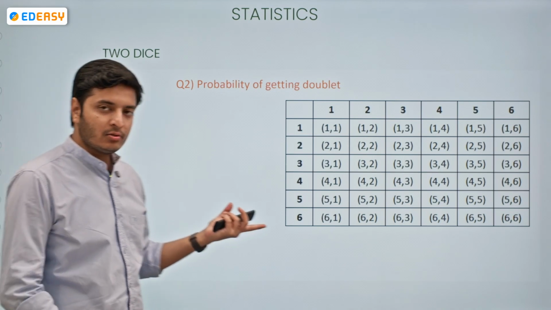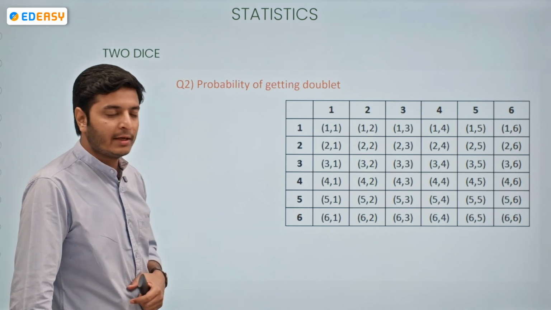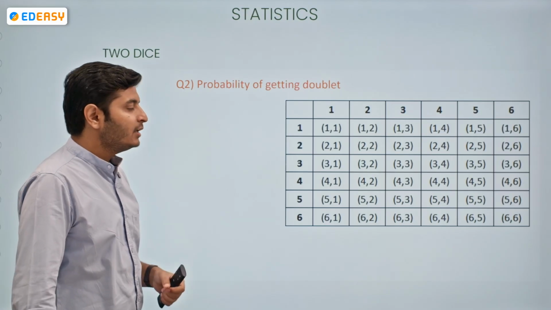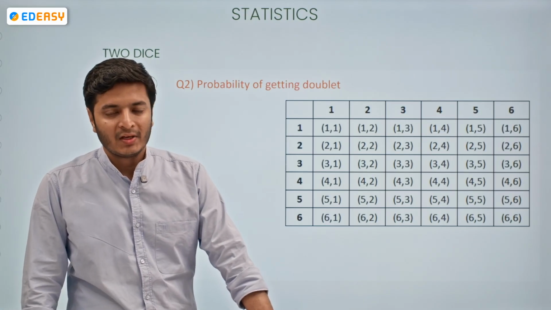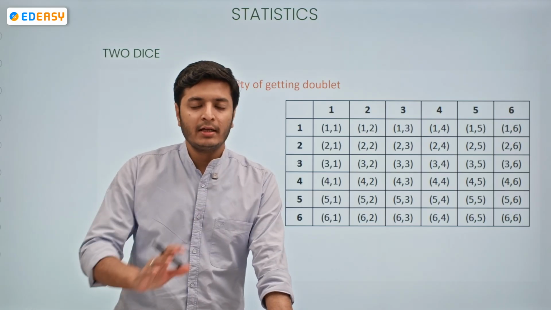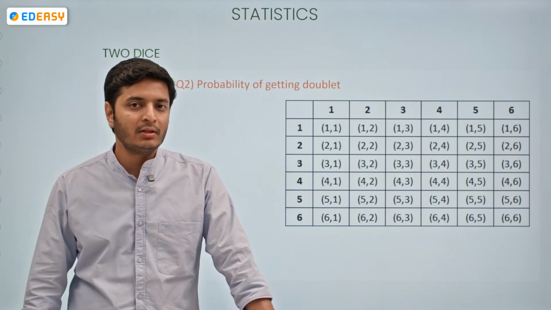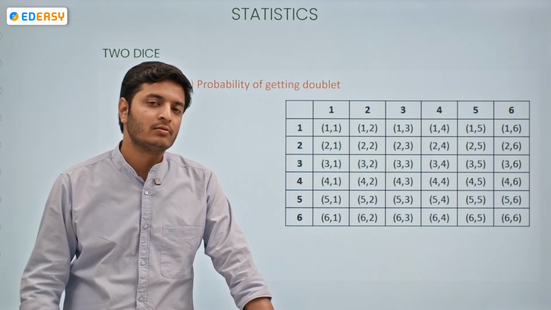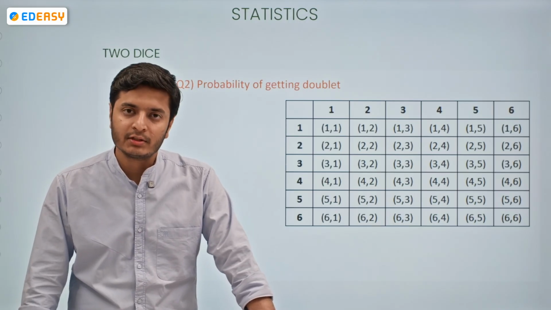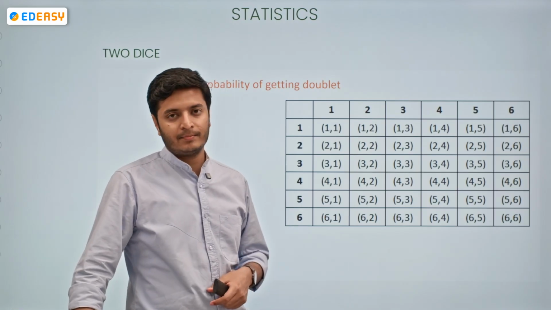Second part, based on the same type of scenario, that we are rolling two die. Probability of getting a doublet. What do we understand by this word doublet? Doublet means that both the die are showing the same number. If the first one is showing 1, the other one is also showing 1. If the first one is showing 2, the other is also 2. If the first is 3, the other is also 3, and so on till 6, 6.